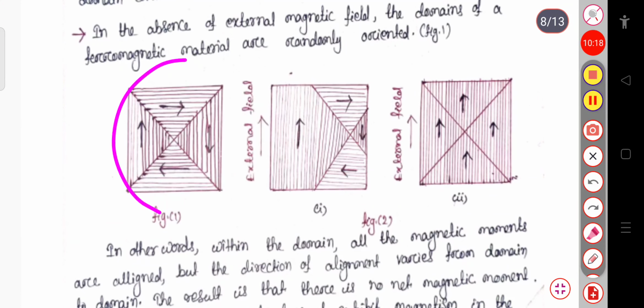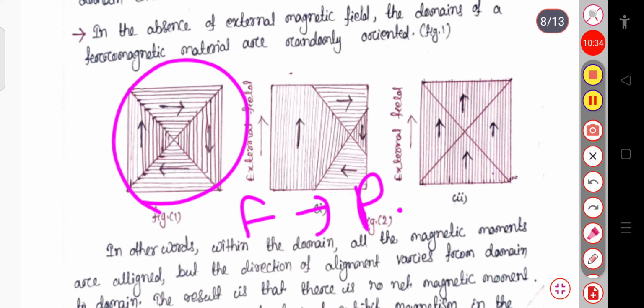again get randomly oriented, or they may destroy the domains, so that above the Curie temperature, that is above a certain temperature known as the Curie temperature, the ferromagnetic material will behave like a paramagnetic material. This is the most important thing. The ferromagnetic material will behave as a paramagnetic material at the Curie temperature.